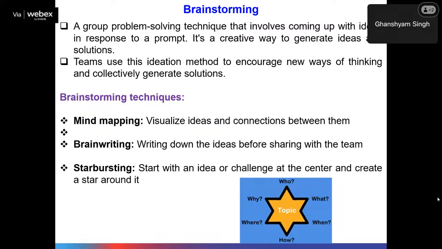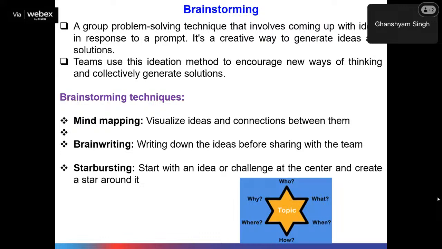Brainstorming techniques can also be mind mapping, where we visualize the ideas and connections between them, or brain writing. We may ask them to write down the ideas before sharing with the team. Write down the ideas, come up with a solution, and then share with the team. Star busting could also be used, where we float the topic and ask some important questions like what, when, how, where, why, and who.